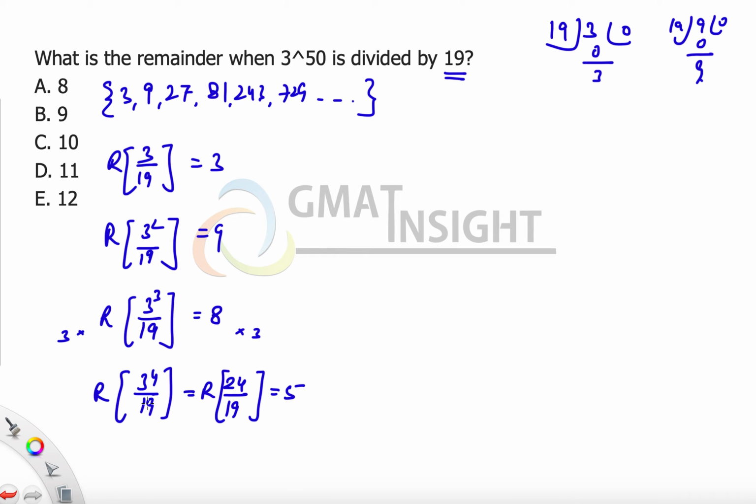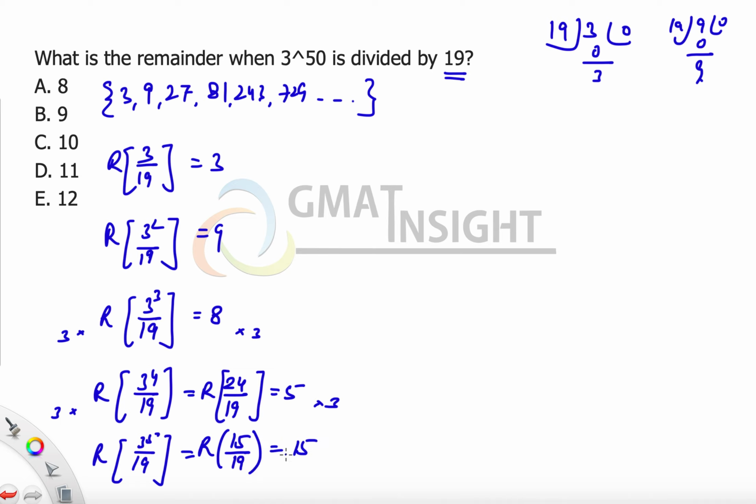That means you don't have to divide 81 by 19. Instead, all you have to do is multiply the previous step by the next multiplier, that means another 3, because we are going sequentially. I'm going to repeat the same process to find the remainder when 3 to the power 5 is divided by 19. Multiplying 3 on both sides gives me on the left hand side 3 to the power 5, because 3 to the power 4 times 3 becomes 3 to the power 5. On the right hand side, we have 5 into 3, that means 15, and when 15 is divided by 19, the remainder is 15 only.